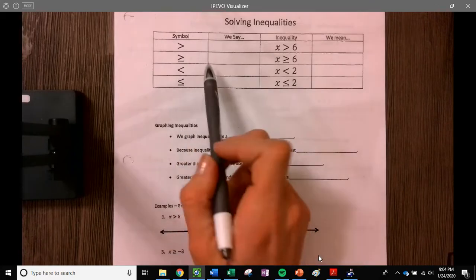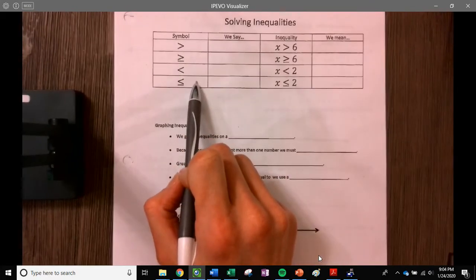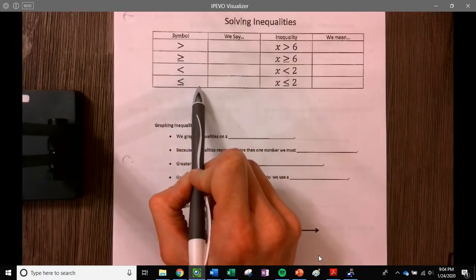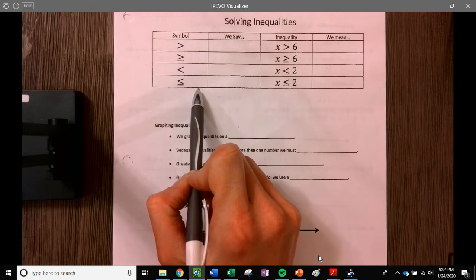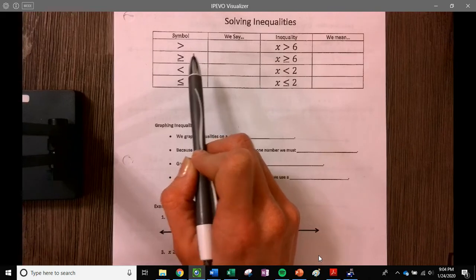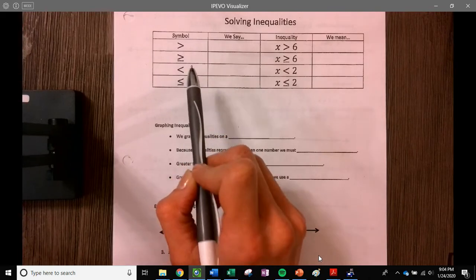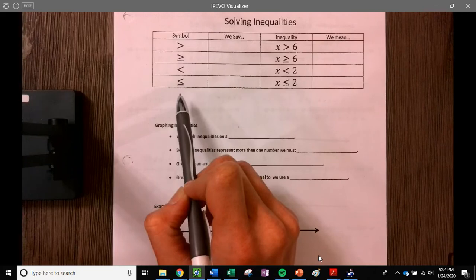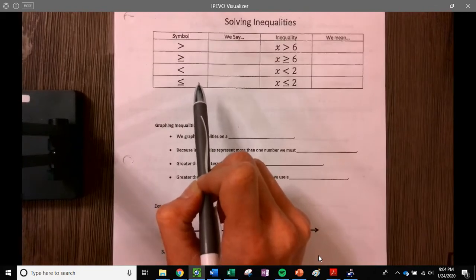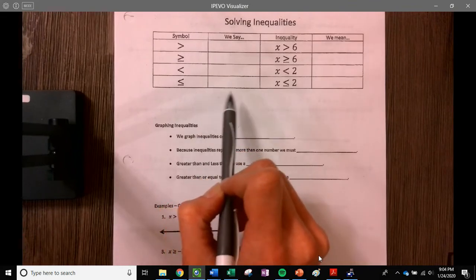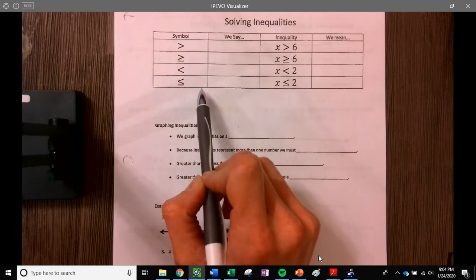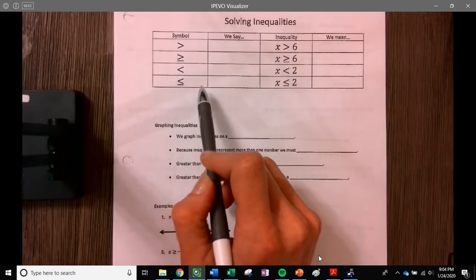First and foremost, you need to understand what the symbols are that you're going to see in these inequalities. Instead of an equal sign, you will have one of these four symbols. It's not an equation, it's an inequality, but it's still something that you are solving for. But instead of solving for an exact value, you are solving for a range of values that will make that inequality true. So we need to understand what these symbols mean and what we say when we see them.